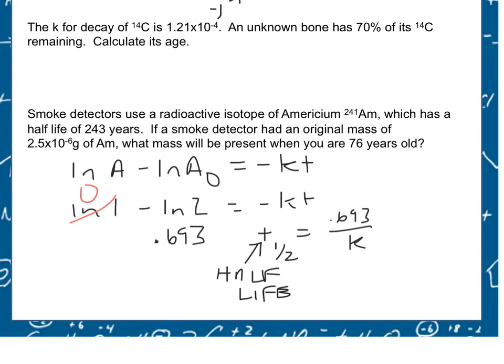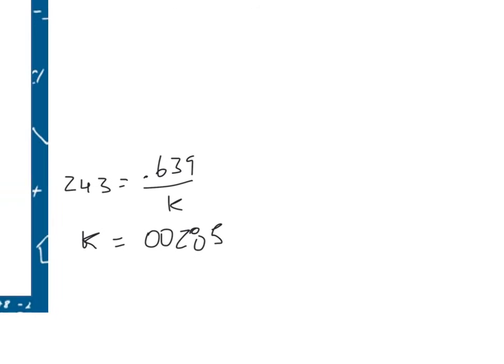Now I have K. I have T, which is 76 years. I have my initial amount, and I want to know the amount at 76 years. And the nifty thing about this is we can treat masses like concentrations, so I can plug in a mass into that and it's going to work out okay. So let's go ahead and solve this out.